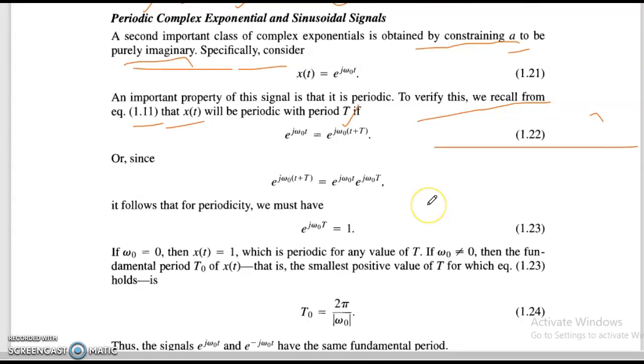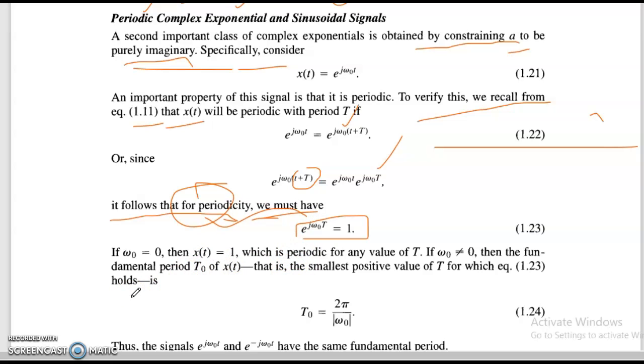Since e^(j omega naught (t plus T)) equals e^(j omega naught t) multiplied by e^(j omega naught T), it follows that for periodicity we must have e^(j omega naught T) equal to 1.